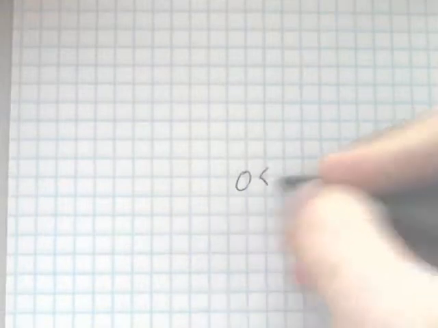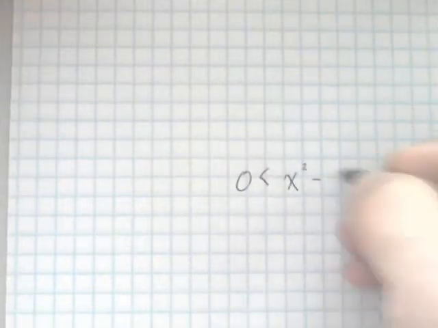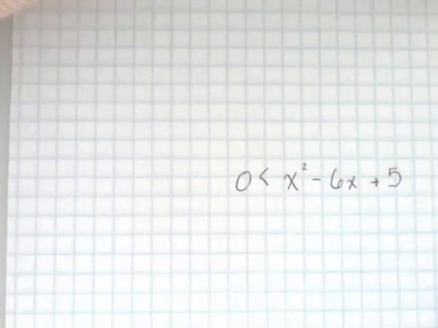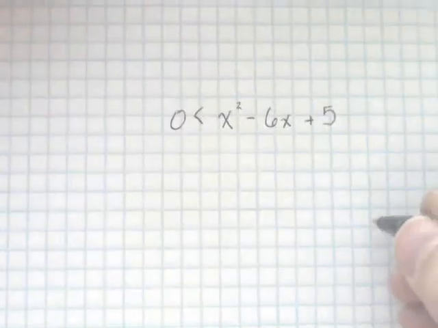Okay, so in this video we're going to be graphing quadratic inequalities in one variable. So 0 is less than x squared minus 6x plus 5.